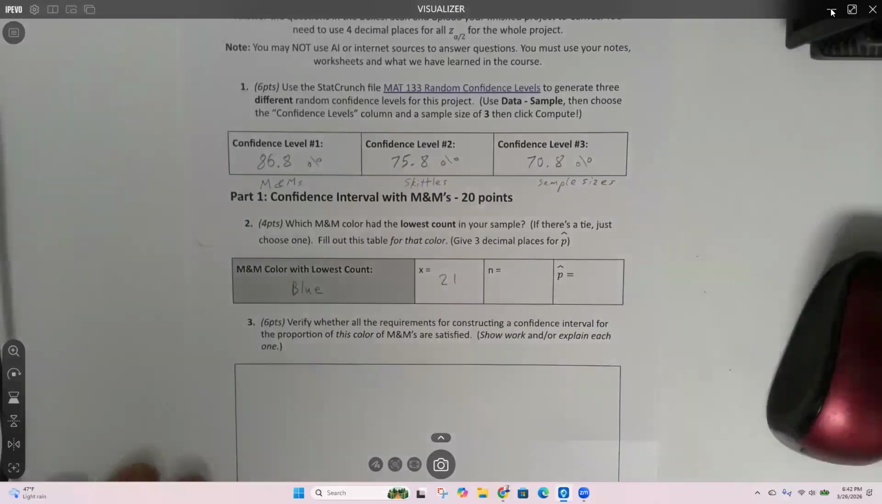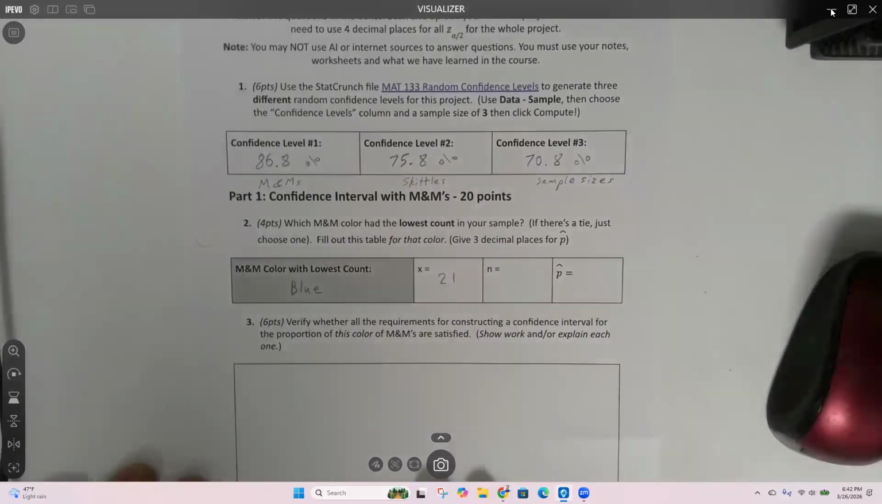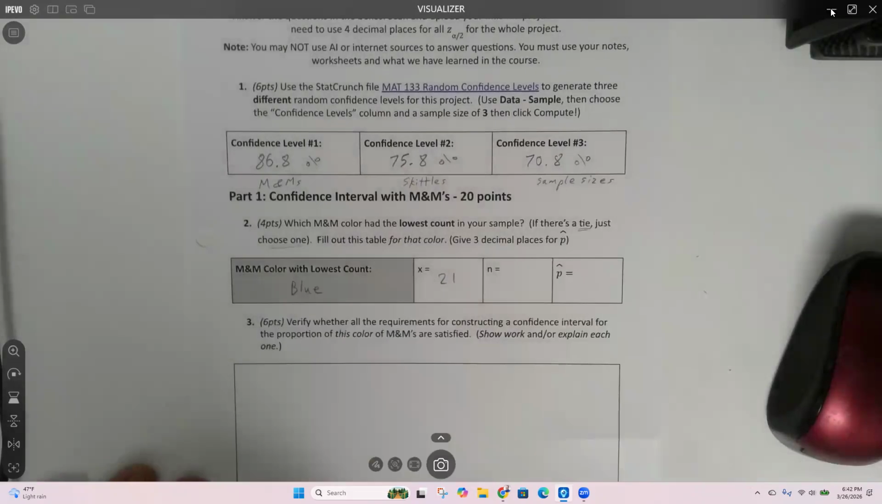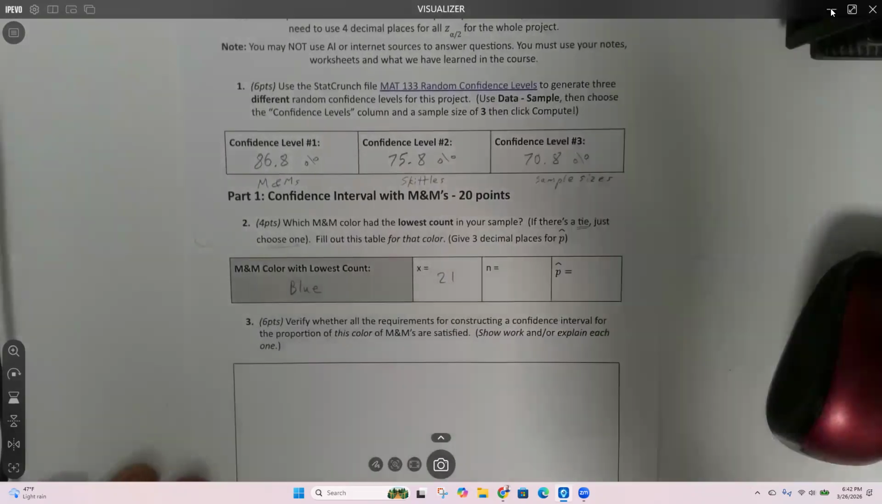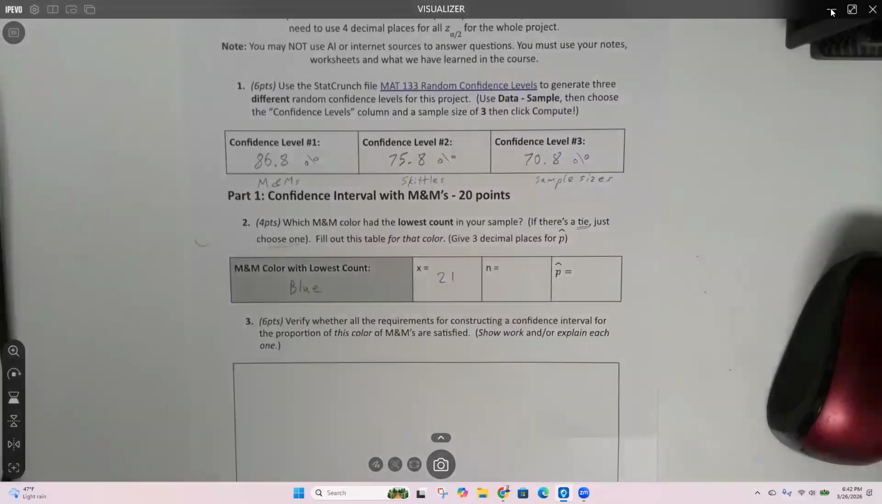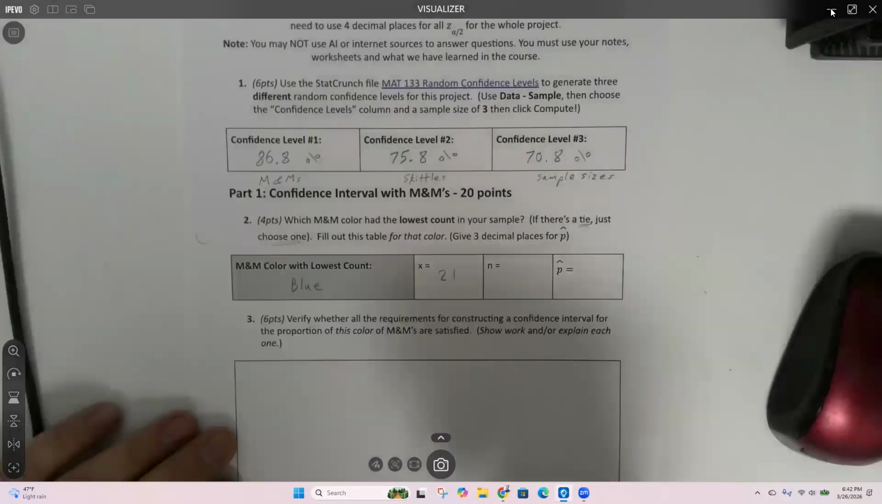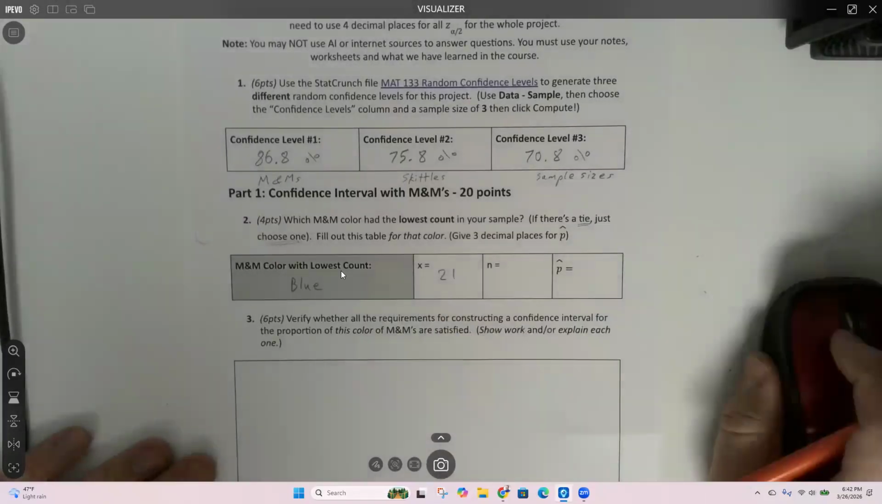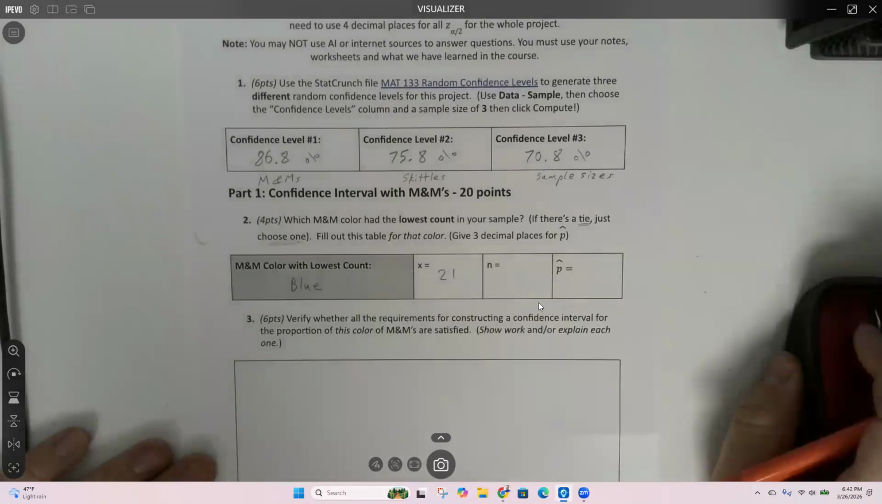Someone asked: what if you have a low number but you have two of the same number? Because I had 11. If there's a tie, just choose one. You get to pick. Which color do you want? What's your favorite? Well, it's got to be one of the tied ones. You can't just pick some random one, but pick whichever of the two that you like. Jordan, I'll show you in a second.